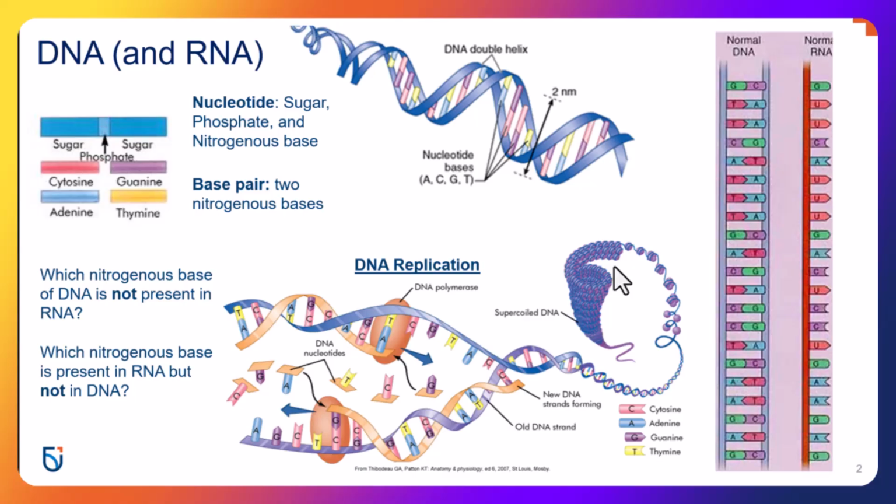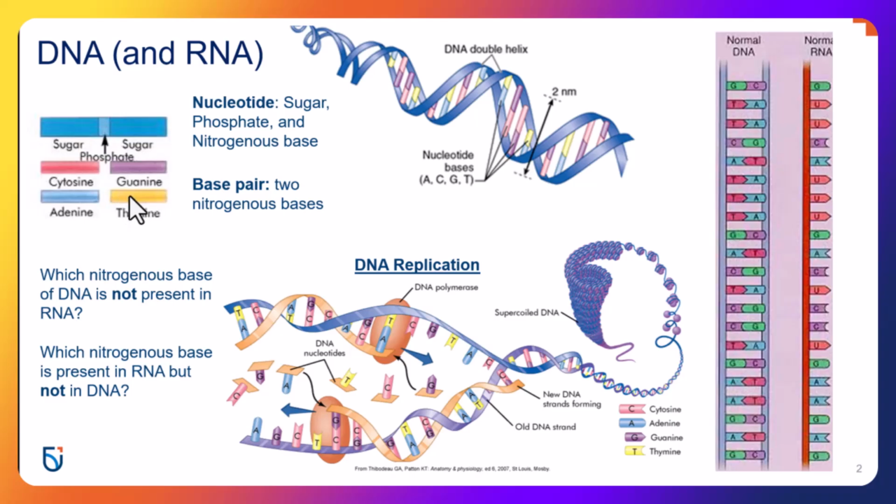So before we dive into genetics, let's do a quick reminder of what DNA actually is and why it matters. DNA and RNA are both nucleic acids. DNA is built from repeating units called nucleotides. A nucleotide has three parts: a sugar, a phosphate, and a nitrogenous base. The sugar and the phosphate form what's called the backbone of the molecule, and the nitrogenous bases are what actually carry the information.